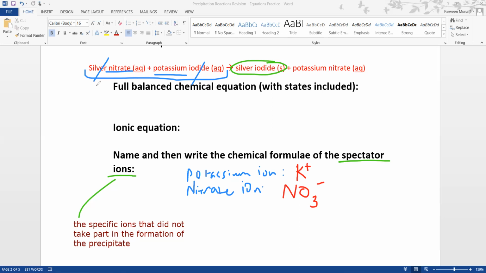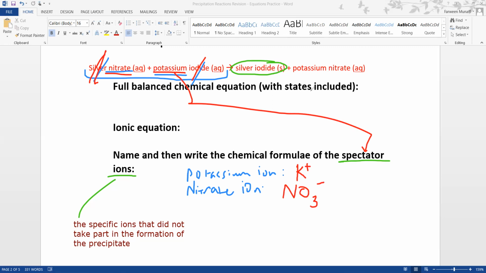They're the ones that were not involved in the formation of the precipitate. So I crossed out the ones that were involved in the precipitate. So silver iodide, crossed out silver, crossed out iodide. Whatever was left behind on the left-hand side of the arrow, or on the reactant side, is nitrate and potassium. They automatically become my spectator ions. Okay, that's the basic idea there.